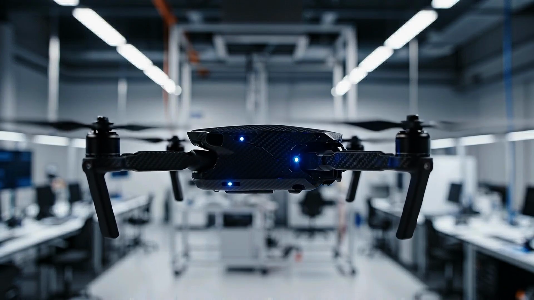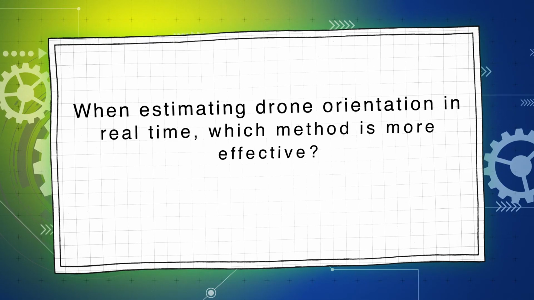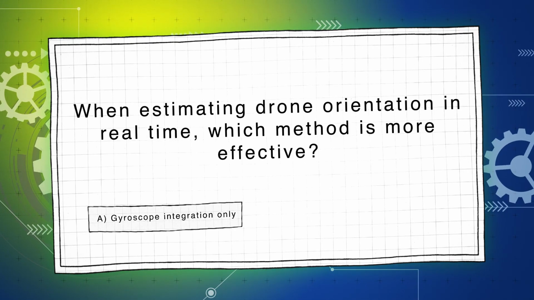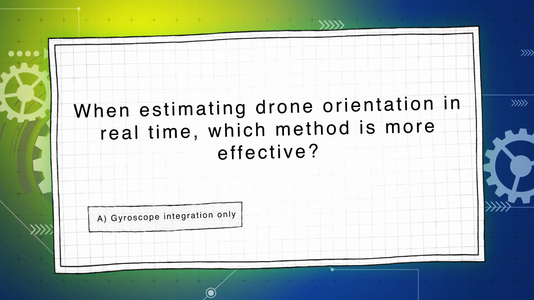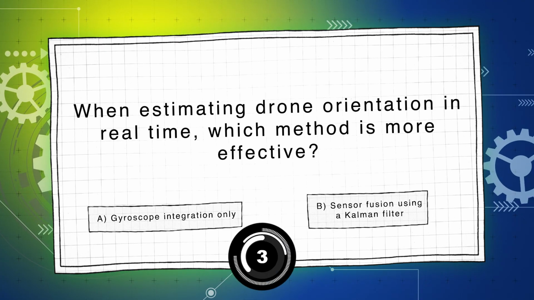When estimating drone orientation in real time, which method is more effective? Is it A, gyroscope integration only, or B, sensor fusion using a Kalman filter?